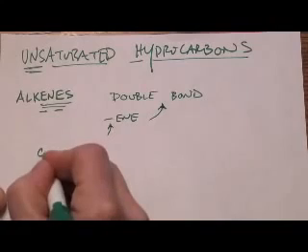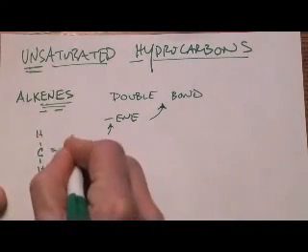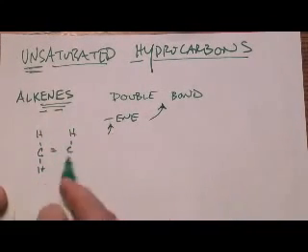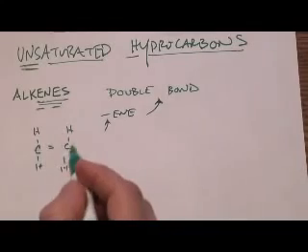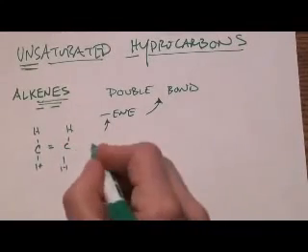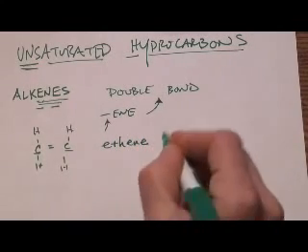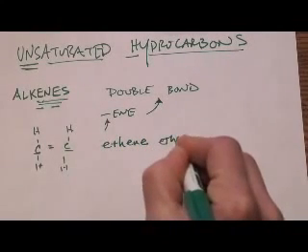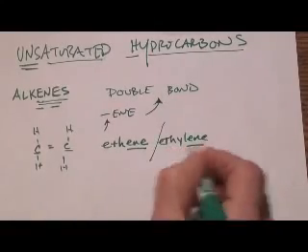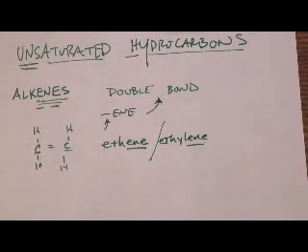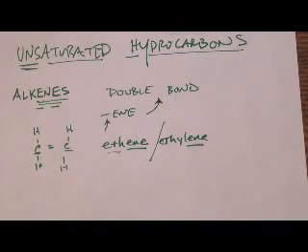The simplest alkene is C with two H's, a double bond, and C with two H's. Notice the carbons still follow the general rule that all carbons have to have four bonds around them. Since there are two carbons, this is known as ethene, or sometimes it's called ethylene. Notice it ends in -ene, and either name is okay: eth, the prefix meaning two carbons, and ene, meaning there's a double bond.